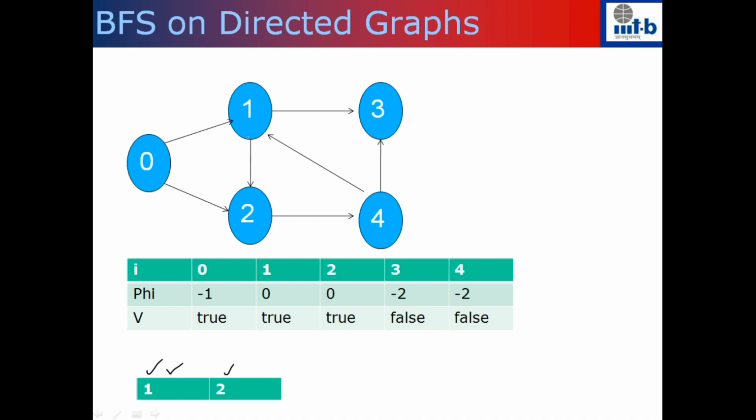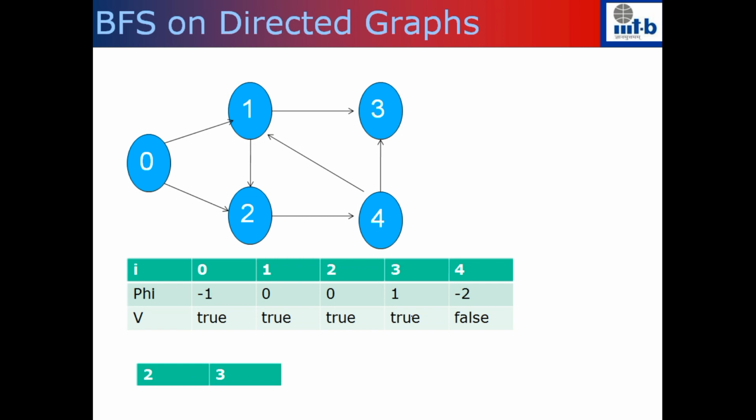When 1 is deleted, there are two edges outgoing from 1, which are 1, 2 and 1, 3. When you consider the edge 1, 2, the endpoint of this edge is 2, whose flag is already true. So this 2 is already in the data structure, and we will do nothing. When you consider 1, 3, the end vertex is 3, and the flag of 3 is false. So we add 3 into the queue and set the pi of 3 to be 1, and since we are adding, the v of 3 will be set to true.